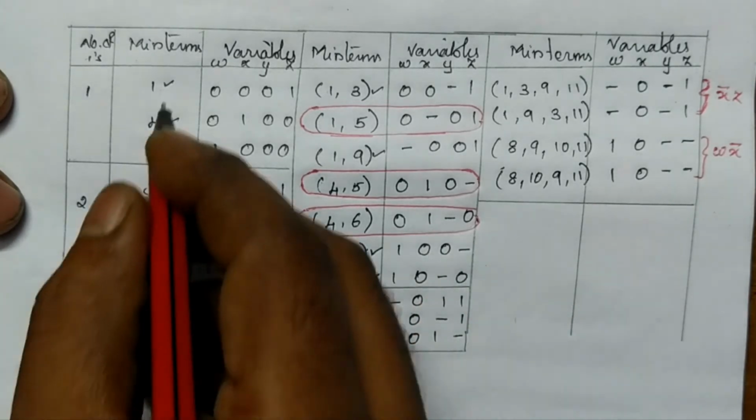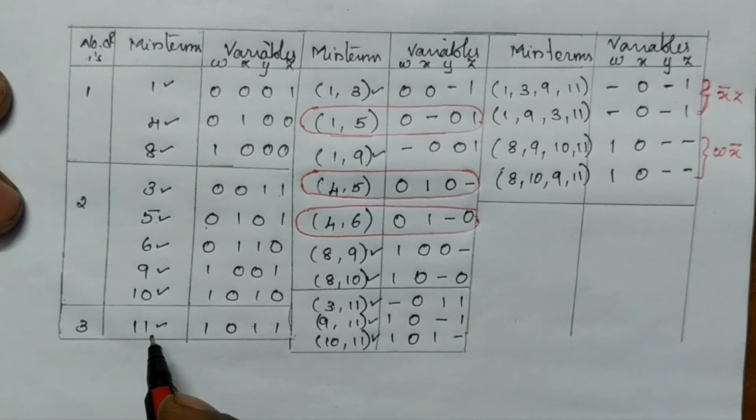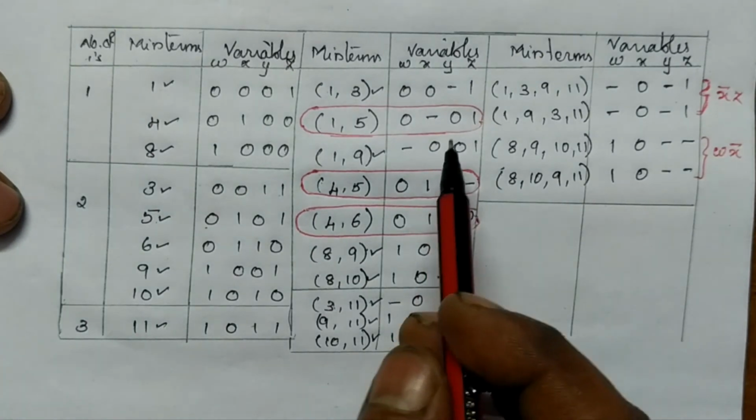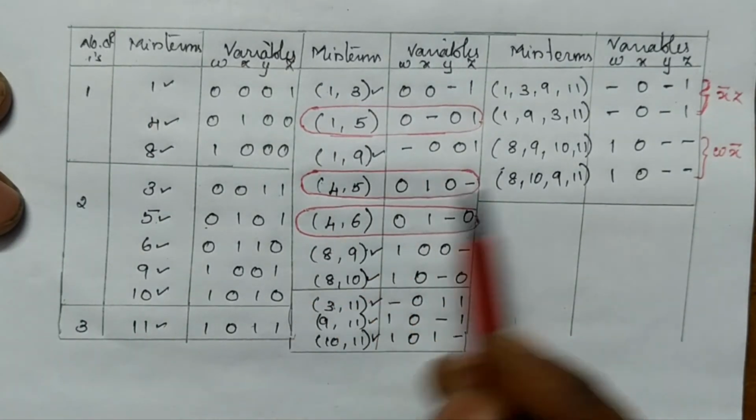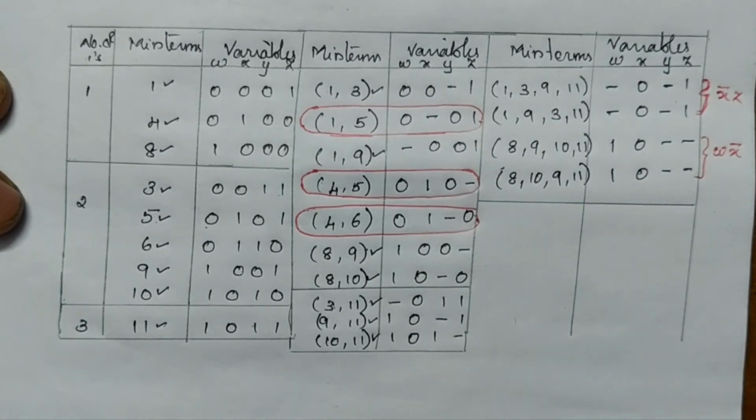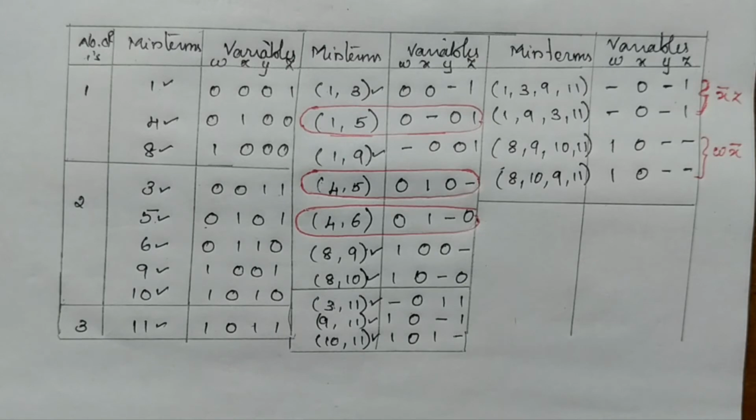Then here all the terms have the tick mark. Therefore finally we are having 1, 2, 3, 4 and 5 prime implicants. Now we'll go for the prime implicant chart.